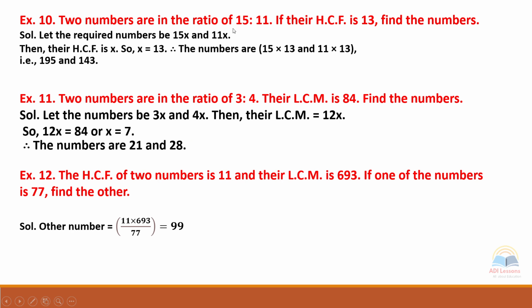Two numbers are in the ratio of 15:11. If their HCF is 13, find the numbers. Let the required numbers be 15x and 11x. Then their HCF is x. So x equal to 13. Then the numbers are 15 into 13 and 11 into 13. So 15 into 13 is 195, and 11 into 13 is 143.